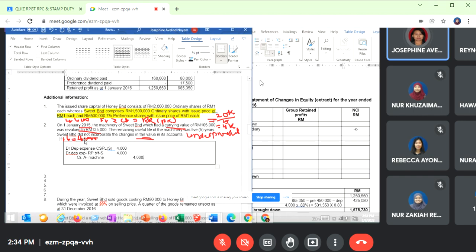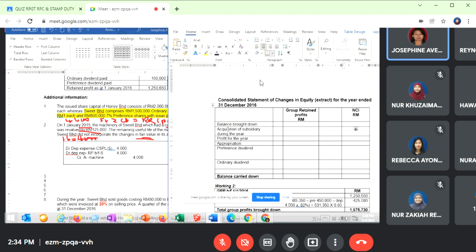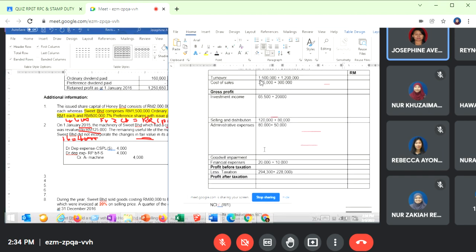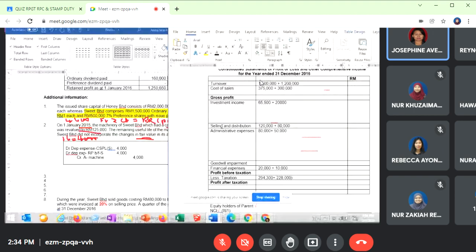Okay, so that is your adjustment. All right, so you put that adjustment to the template that you have already done. Okay, and this machine should be under administrative expenses. Right, so you go up here, you have your selling, you have your distribution. So it doesn't fall under distribution. All right, if it's motor vehicle, it's okay to put under distribution, but not machines.